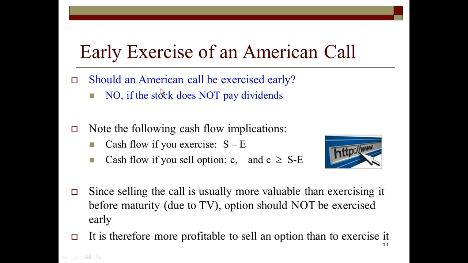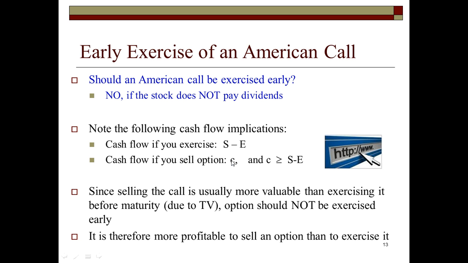First, let's explain why an American option should not be exercised early. Note that if you exercise an American option at any time, the intrinsic value of S minus E is what you would receive. If the stock price is 20, exercise price is 15, you would receive 20 minus 15, which is 5. That's how much money you will pick up, net of whatever money you paid to buy the option. But this is your intrinsic value. Now, if on the other hand you sell the option, you'd receive C.